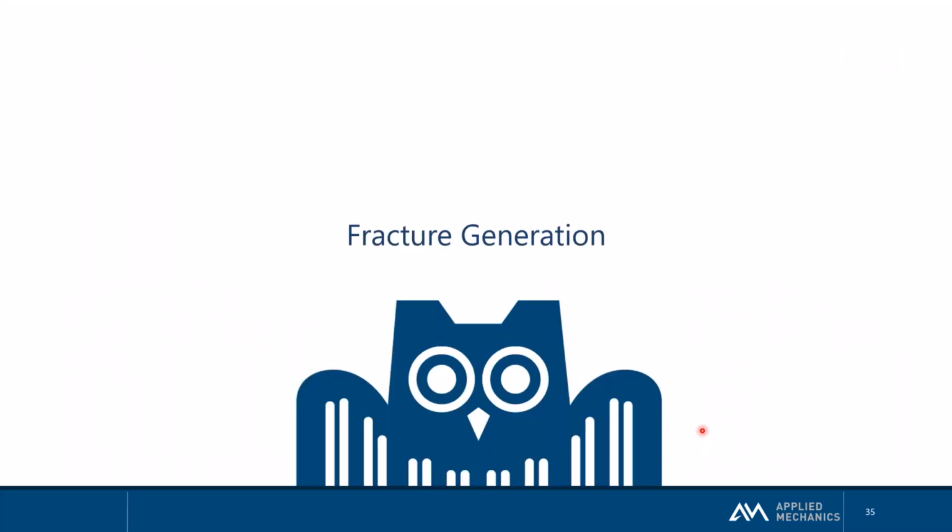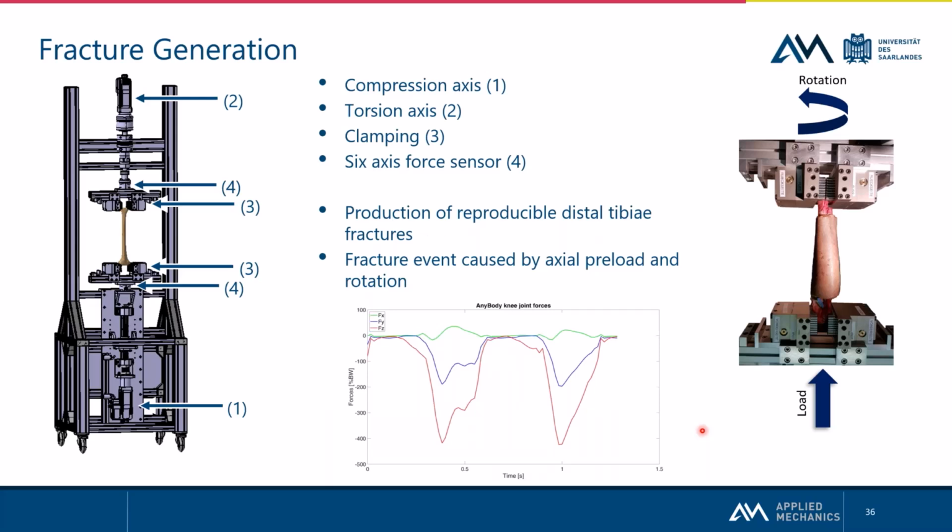For the first testing device for fracture generation, you can see the testing rig on the left side, and we have two different axes. With one, you can see the compression axis, where we have a stepper motor and a screw drive, and we apply a preload to the bone. The second axis is our torsion axis, where we apply the rotation to our specimen.